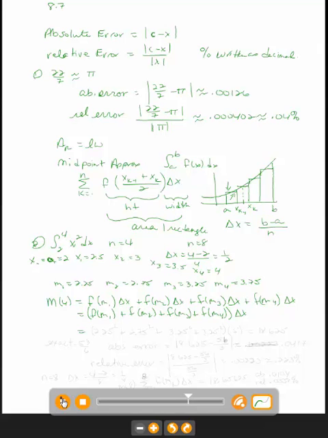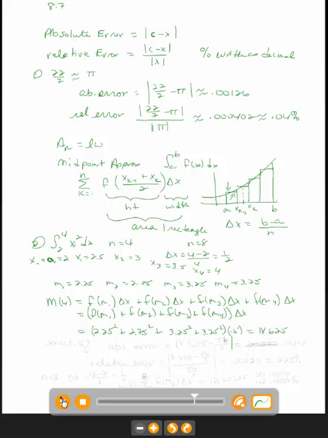So I'm working with 2.25, plugging it into the original equation, which is x squared, so 2.25 squared, plus the next point, 2.75 squared, and then 3.25 squared, and then 3.75 squared, and the whole thing is multiplied by how thick one rectangle is, 0.5. When you do that, you get 18.625.